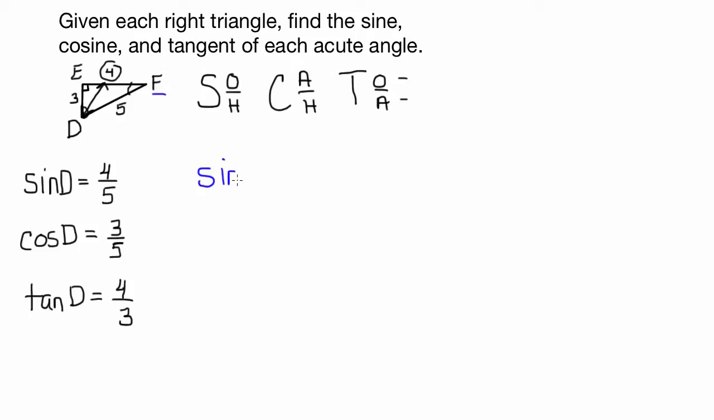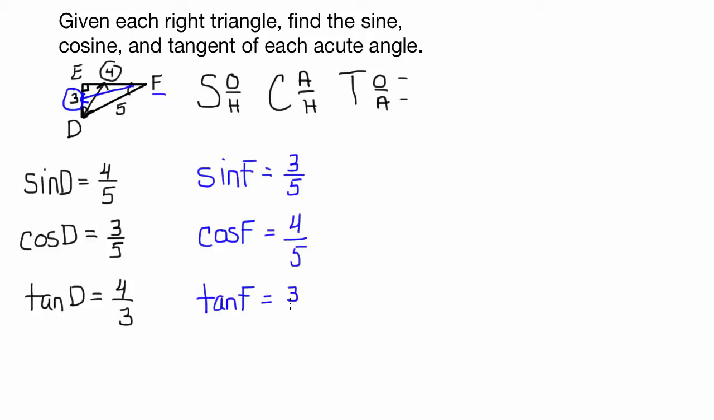The sine of angle F is opposite over hypotenuse. Opposite is 3, so 3 over the hypotenuse, which was 5. The cosine of angle F is the adjacent, which is 4, over the hypotenuse, which is 5. And the tangent of angle F is opposite over adjacent, so opposite is 3, adjacent is 4.